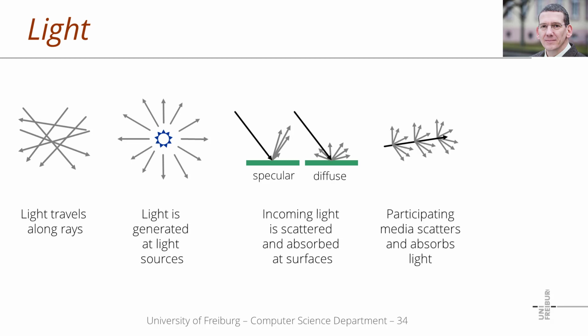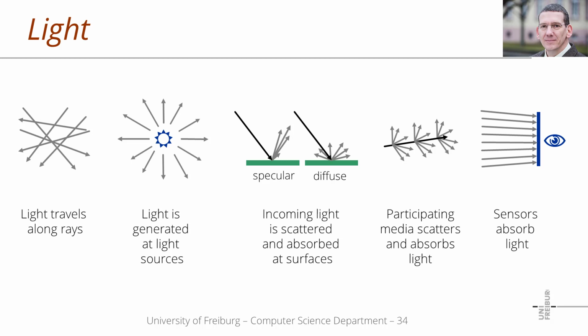Light does not only interact with surfaces, but light also interacts with participating media. If light moves through fog, then fog scatters or absorbs some light. And these two types of interaction, the interaction with surfaces and with participating media, are governed by equations, namely the rendering equation and the volume rendering equation. Finally, we are interested in measuring how much light is absorbed by our sensor. This corresponds to the rendering of an image.